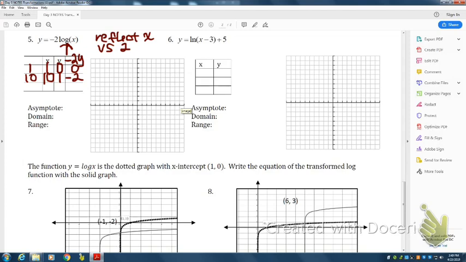So we didn't move right or left, so your vertical asymptote is going to be x equals 0. And we have the point (1, 0) and (10, -2). Is that right? Okay, so now you're going like, I think it's like this. Yeah. So you reflect it over the x-axis. X equals 0. Domain is x is greater than 0, and your range is all real numbers.